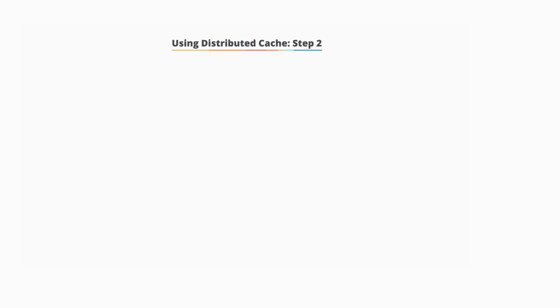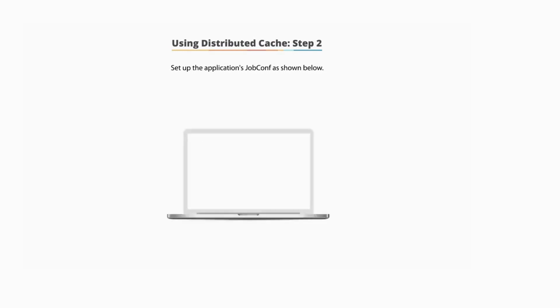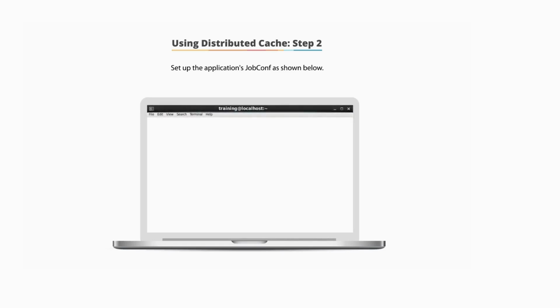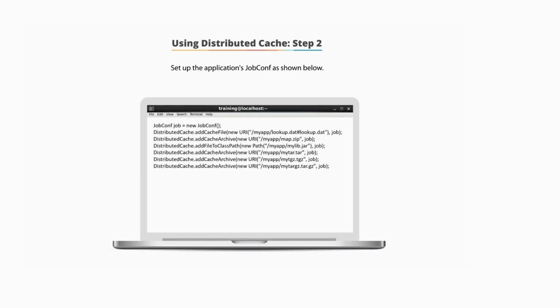Using distributed cache. Step 2. Set up the application's job conf as shown in the example. In this case, we're setting up a new instance of job by creating a new instance of job conf. We then will call a DistributedCache addCacheFile method and create a new URI specifying the location, in this case myapp/lookup.dat with the file name of lookup.dat. In the same way, each of the different commands here shows you creating a cache entry for zip files, jar files, tar files, tgz, and gz files.